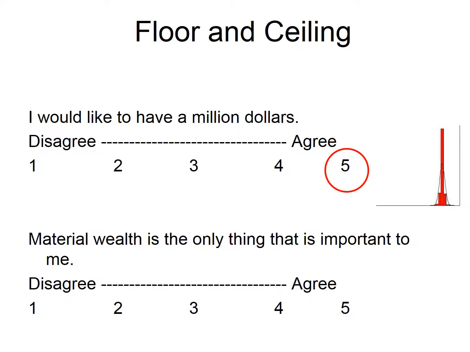This is a ceiling effect. Everyone agrees with the item. You don't get any variability. You can't discriminate between people. You can't use this for correlations. You can't predict anything with this scale.